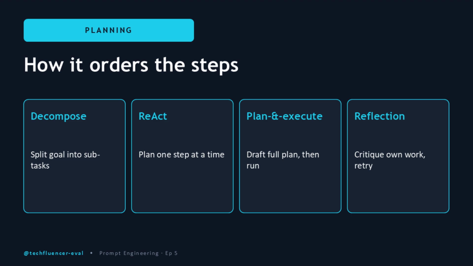ReAct plans implicitly, one step at a time as it goes. Plan and execute does the opposite. It drafts the entire plan upfront, then carries it out, which is more predictable for complex jobs.